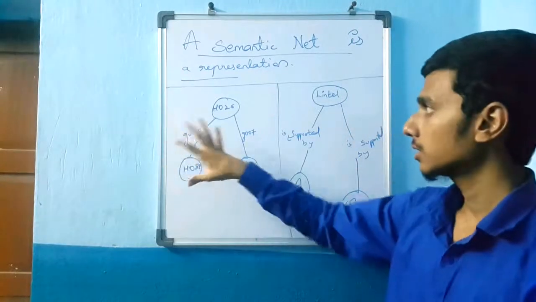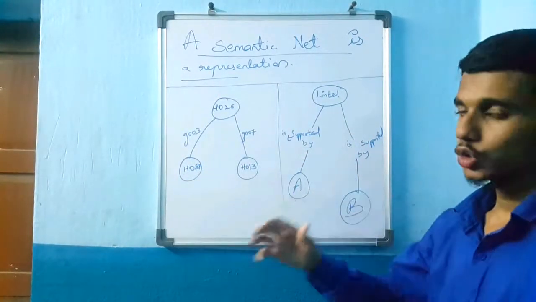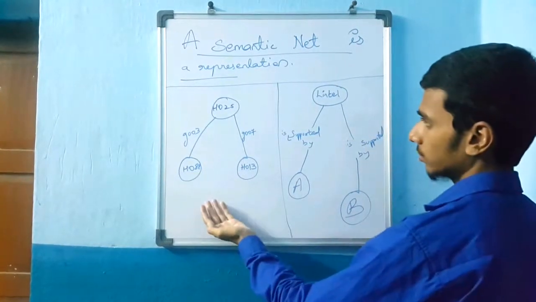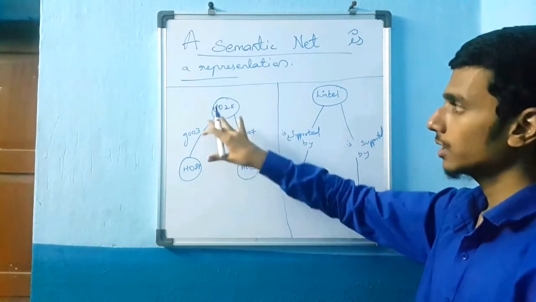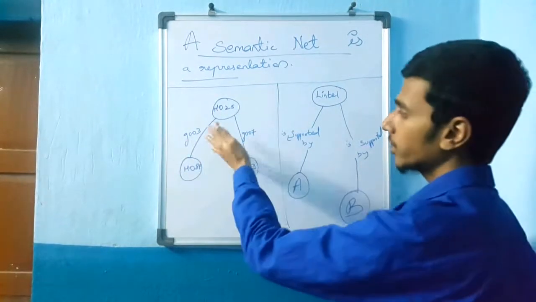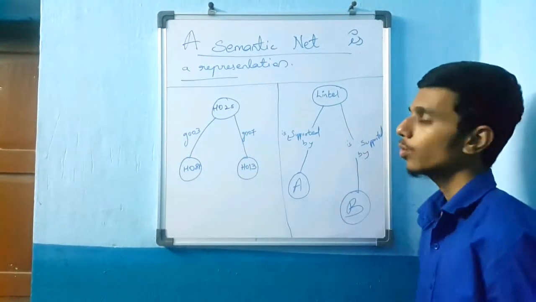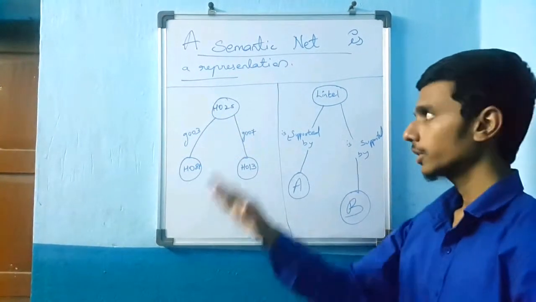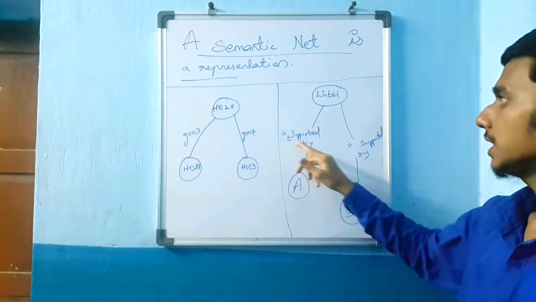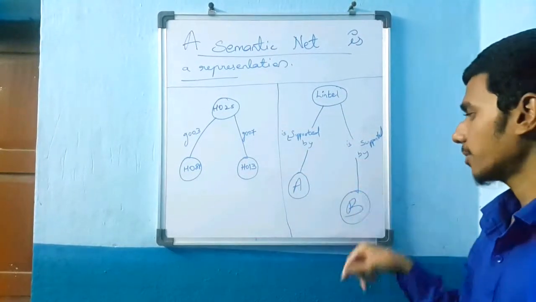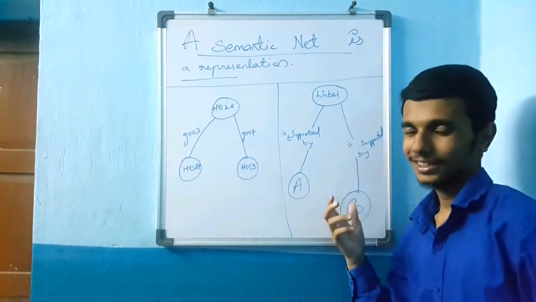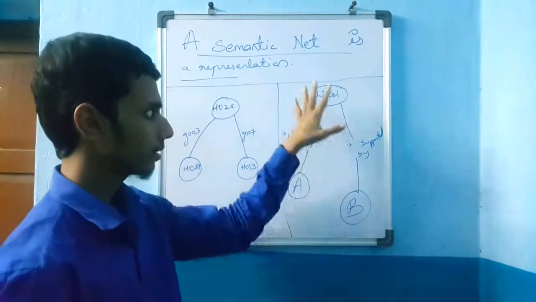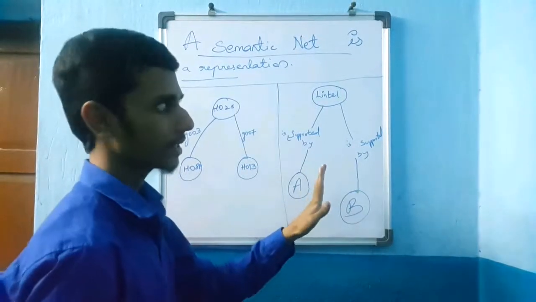For example, just assume these are two semantic nets. Now, what is the difference between these two? In this example, you have H025, H003, H007, H088, H013. Are you able to understand this? No. Now coming to here, lintel is supported by A, is supported by B. So I think you are getting the meaning of this semantic net. This is an example of a semantic net.